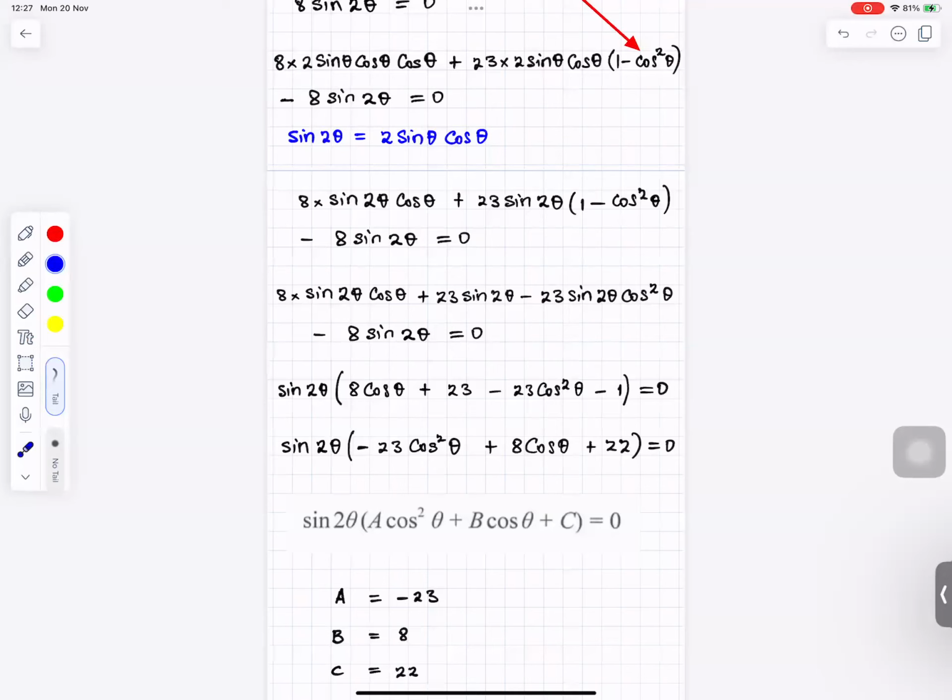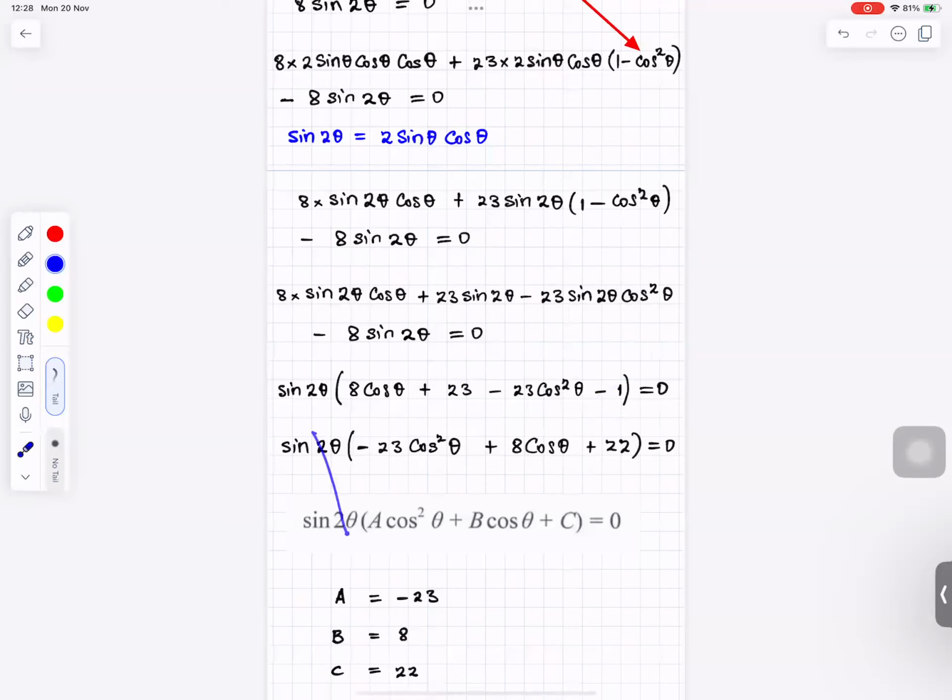So we have 8 times sine 2 theta cos theta plus 23. You remove the bracket, 23 sine 2 theta times 1 and 23 times that, 23 sine 2 theta times cos squared theta minus 8 sine 2 theta equal to 0. Now, if you notice, there's sine 2 theta on the first one, sine 2 theta on the second, sine 2 theta on the third, and sine 2 theta on the fourth. So sine 2 theta comes out of the bracket, and you're left with that in the middle. Now, 23 minus 1 is 22.